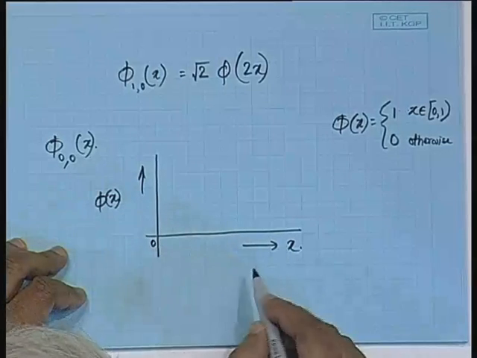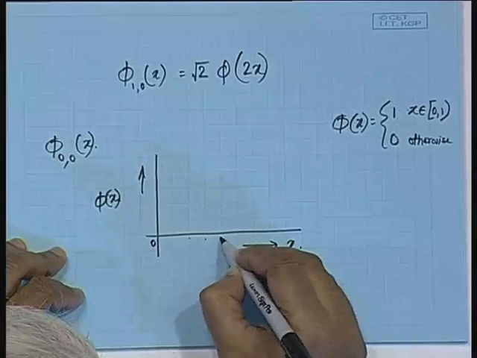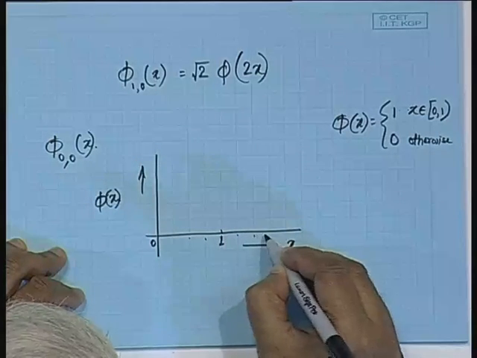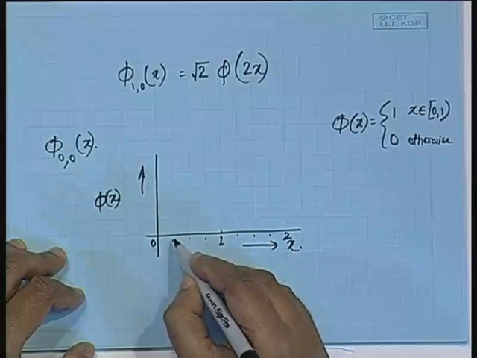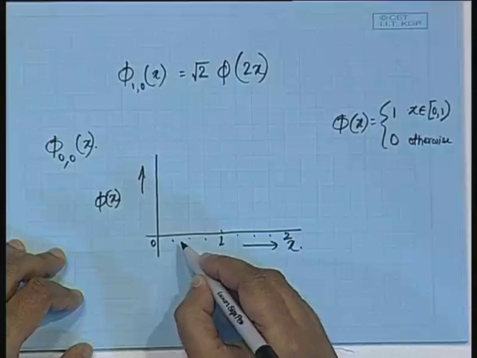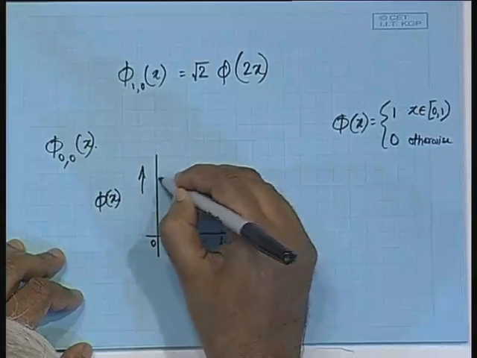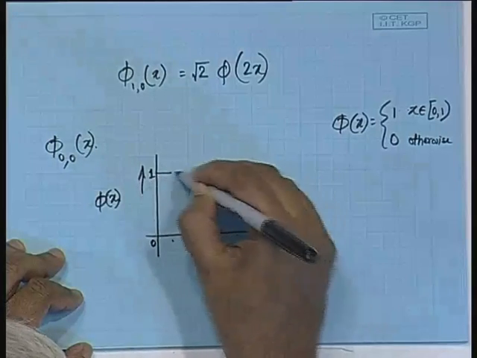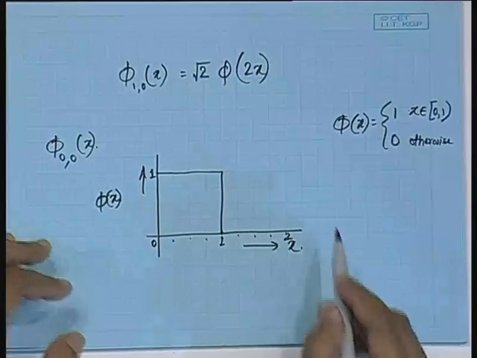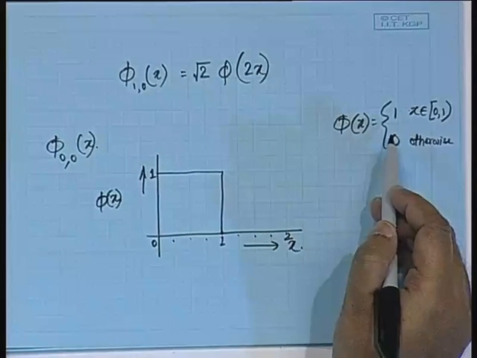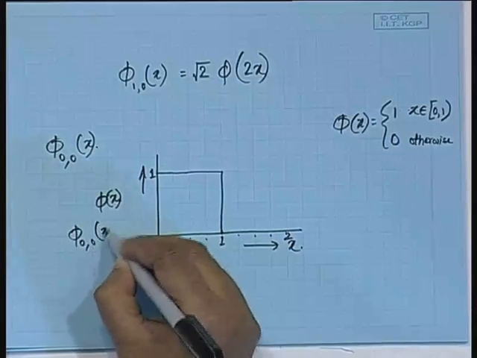Say this is x is equal to 0 and let us say that this is x is equal to 1, this is x is equal to 2. All these smaller grids are 0.25 apart. And if this is equal to 1, then this will be the nature of the phi x function. Now, this phi x I can also call phi 0 0 x.